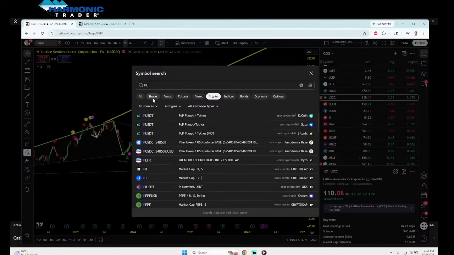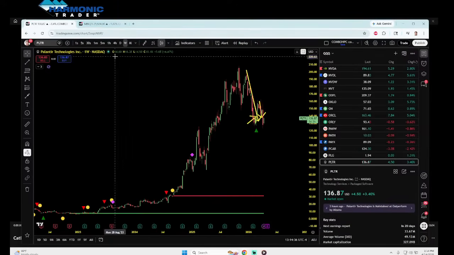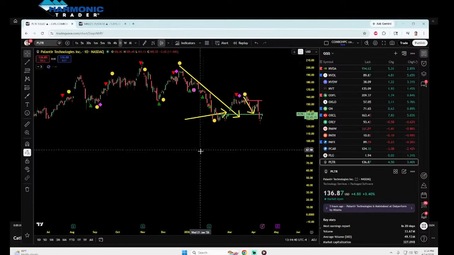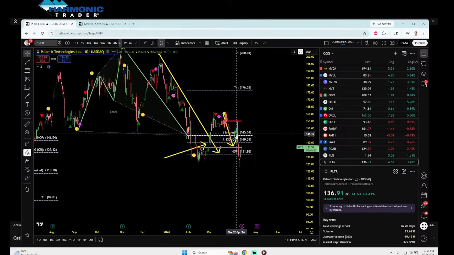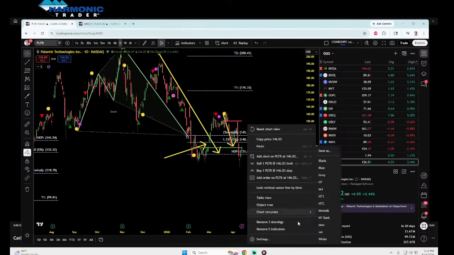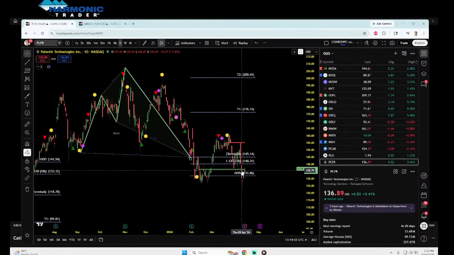Anthony wants to look at Palantir, and Palantir at 130, guys, has been the pattern we've identified for quite some time. It's a shark pattern right off the top. Everyone knows Palantir's a monster. 131 is the harmonic optimal price level, and it's clearly responding.